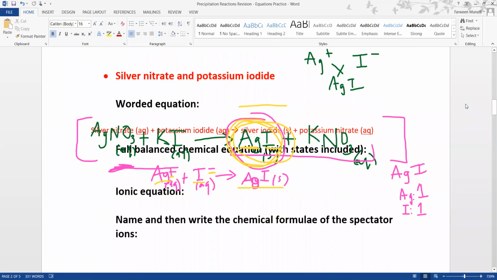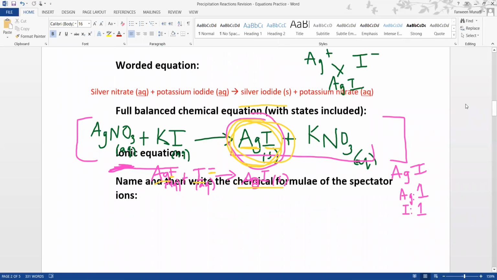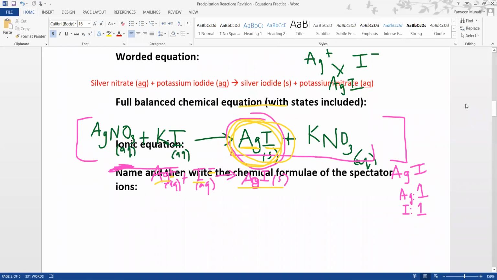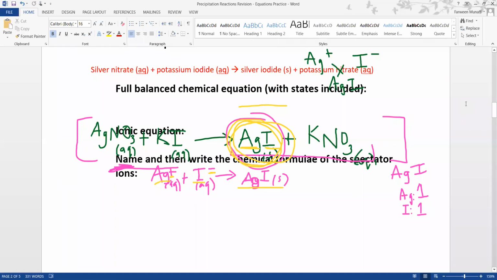Okay, so for this question so far, we went through the worded equation, we wrote the full balanced equation before, and now we figured out the ionic equation. So now all we really need to do is write the names of the spectator ions.